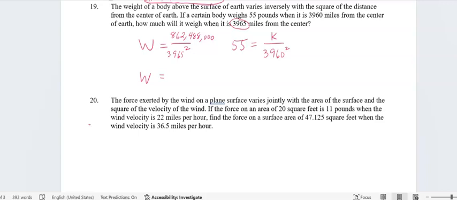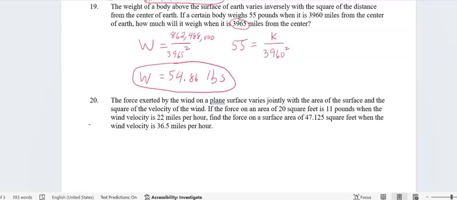All right, so we already have the 862 million number in our calculator, so let's just divide that by 3,965 squared. And to the nearest hundredth, that's 54.86 pounds. And that's the answer for number 19.